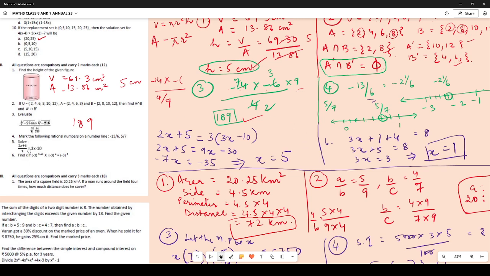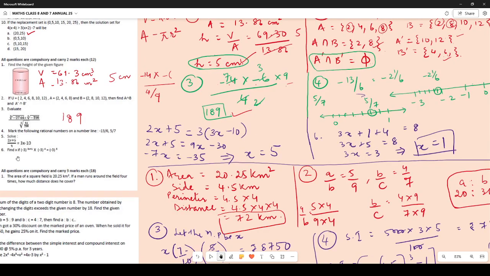Solve (2x plus 5) by 3 is equal to 3x minus 10. Now when you have this, you cross multiply it. So you bring this denominator to this side and multiply it. So what do we get? 2x plus 5 is equal to 9x minus 30. You take the x's to one side and numbers to another side. You get minus 7x is equal to minus 35, which implies x is equal to 5.